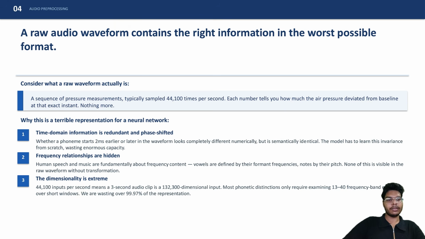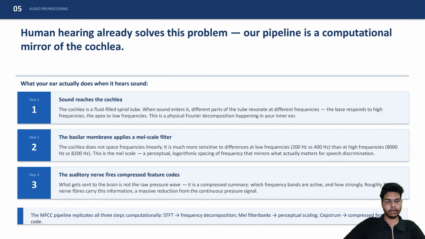Second one, frequency relationships are completely hidden in the time domain, and speech is fundamentally about frequency, right? Third one, a 3 second audio clip is a 132,000 dimensional input vector when we need only about 40 numbers per frame, so we are wasting 99% of the representation for no reason whatsoever.